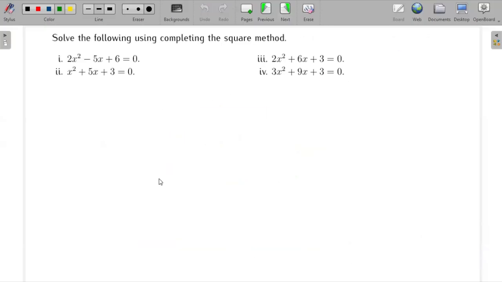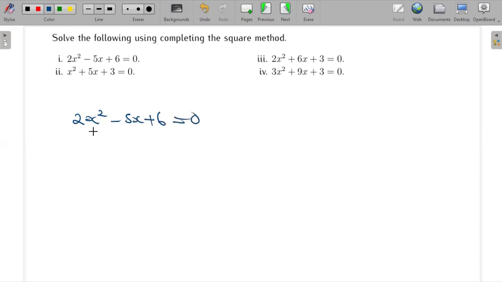All right, let's go on to solving these other questions. Next, they're telling you to solve the following using the completing the square method. Here you must remember some steps. I'm going to teach you one way which I think is a faster way of getting the answer. The first one is 2x squared minus 5x plus 6 equal to 0.